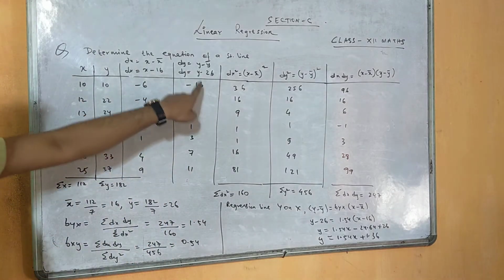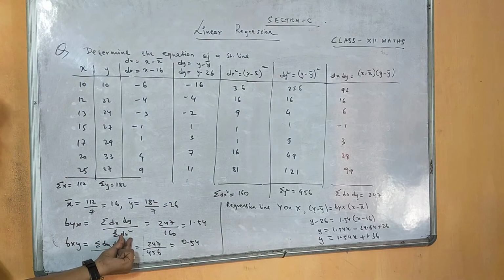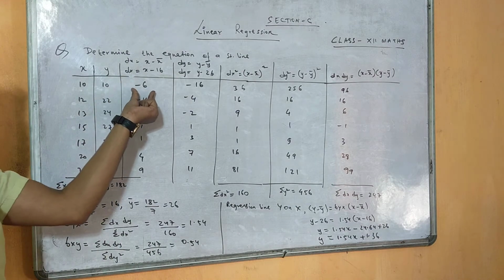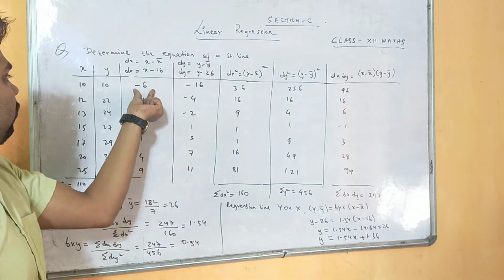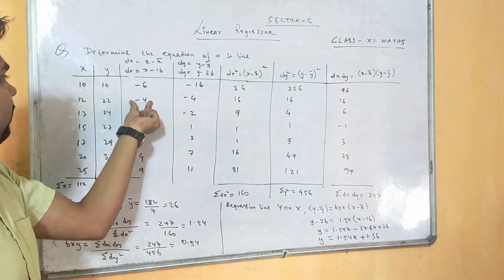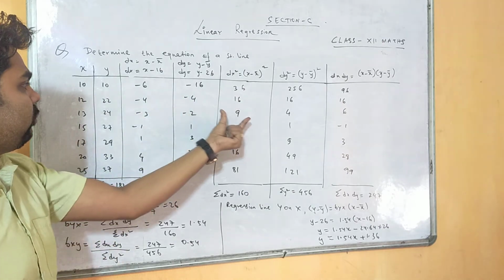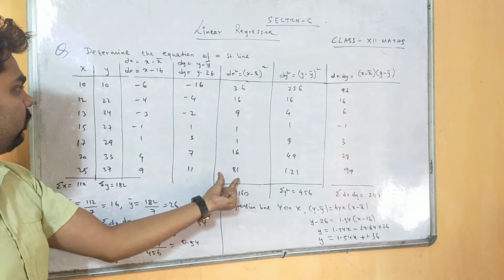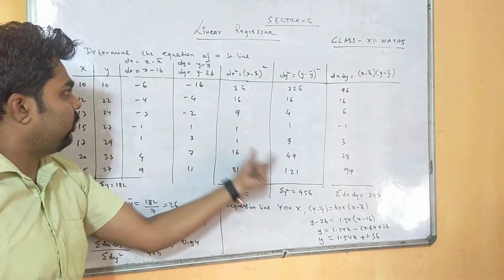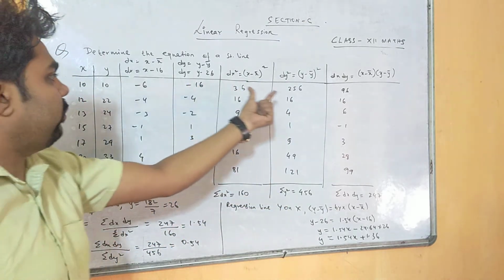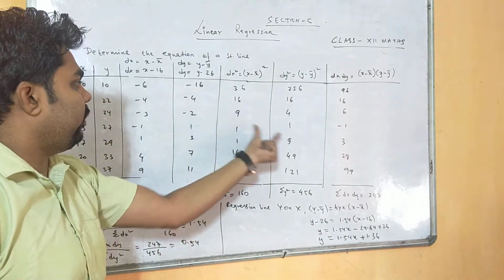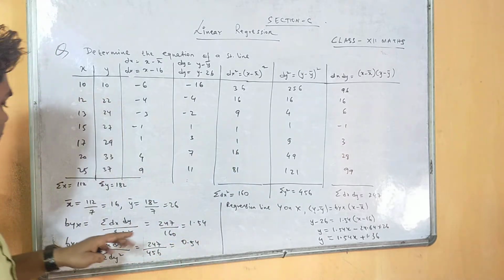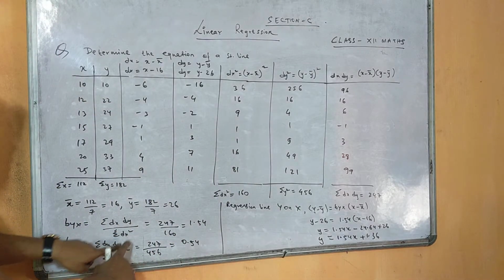After getting dx and dy, you see in the formula what is required? dx square. So this is our dx, we will find its square. So minus 6 square 36, minus 4 square 16, minus 3 square 9. So similarly we will find for dx square. Similarly for dy square. dy already we know. So 16 square is 256. So like this we will just square it out. Okay. See, we got dx square also, we got dy square also.